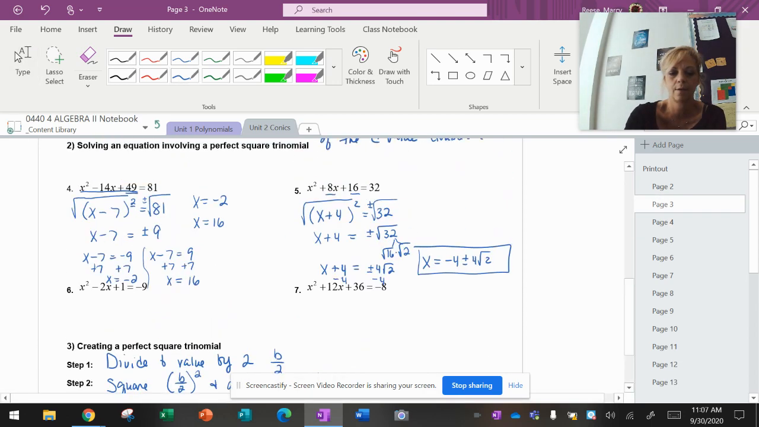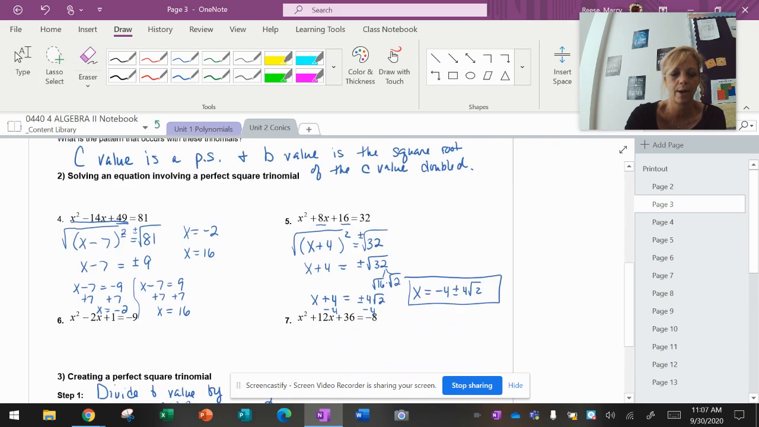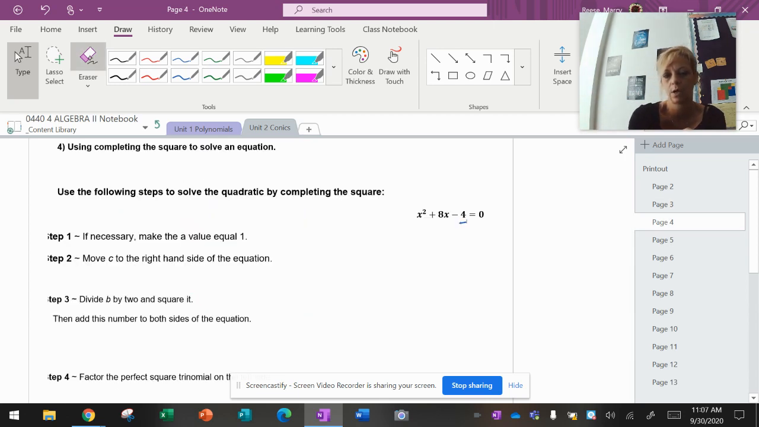Remember how the C values are all positive? There's a positive, positive, positive, right? These were all positives because I had told you a perfect square trinomial is where that C value is the B squared. When you square a negative, it always becomes a positive. So the big key here too is that C value is not positive.